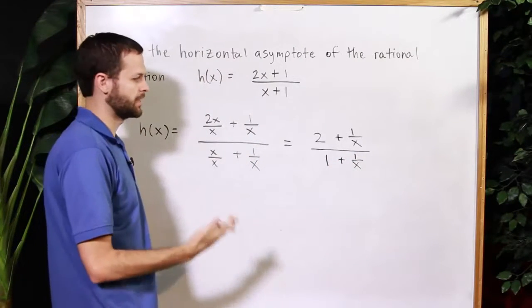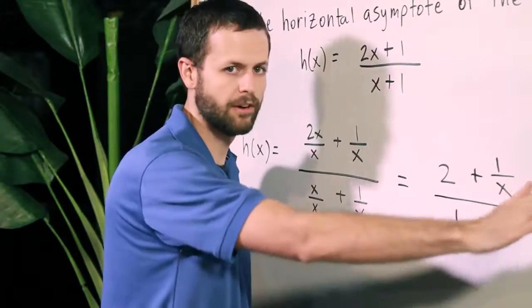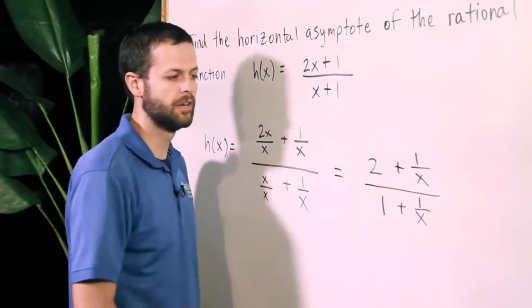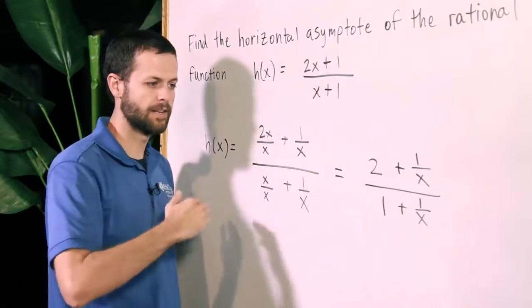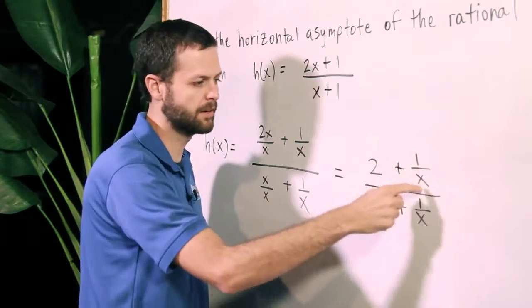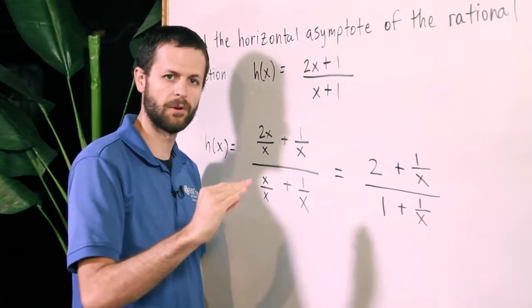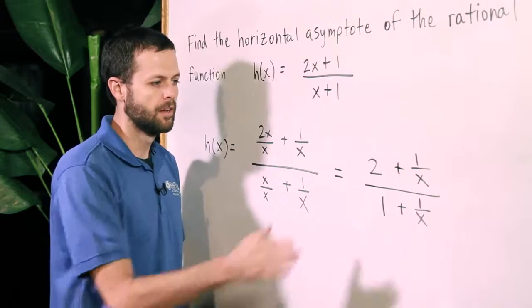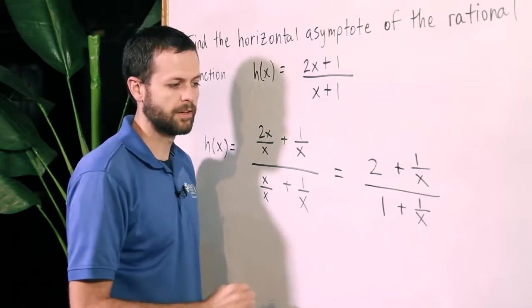Now what we're going to pretend is that x gets as large as we would like. So as x gets closer and closer to infinity or minus infinity, we see that this term here, 1 over x, gets smaller and smaller. In other words, we can think of it as going to 0. The same thing occurs in the denominator.